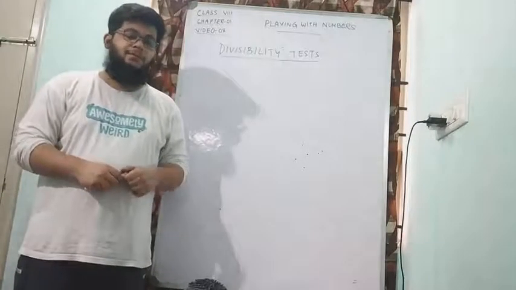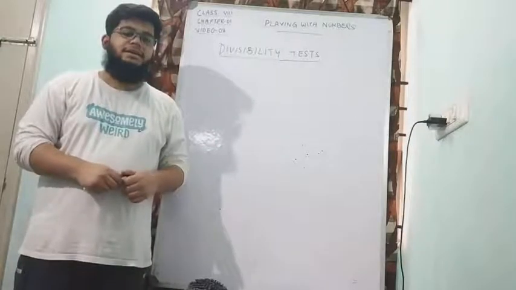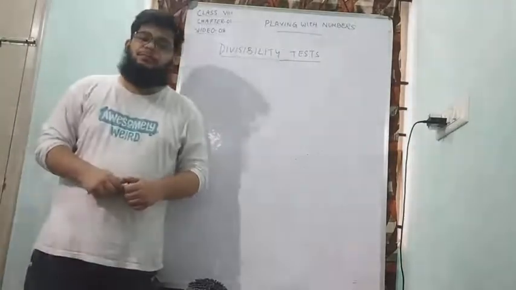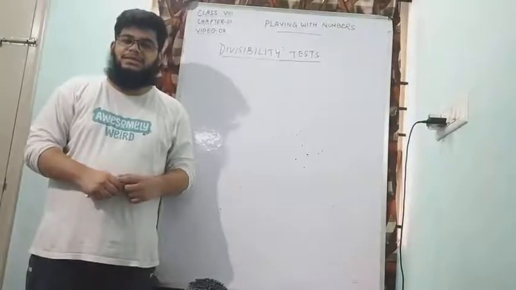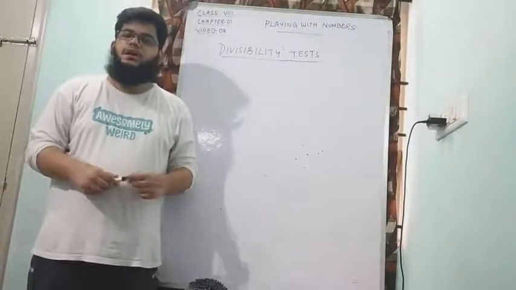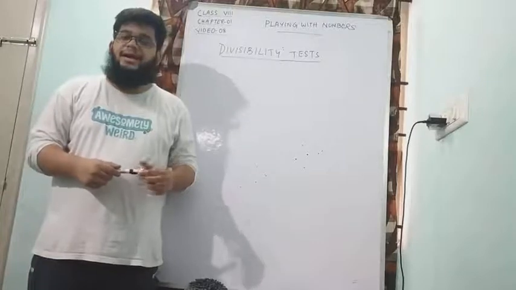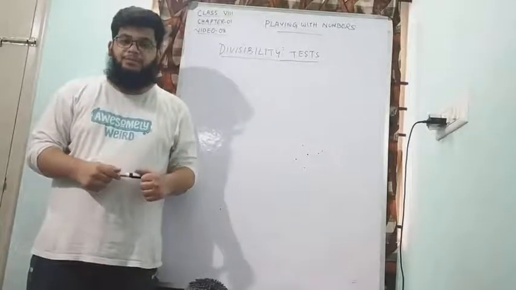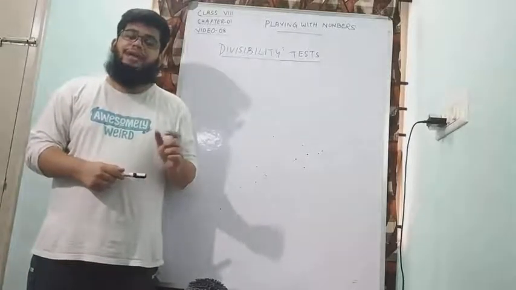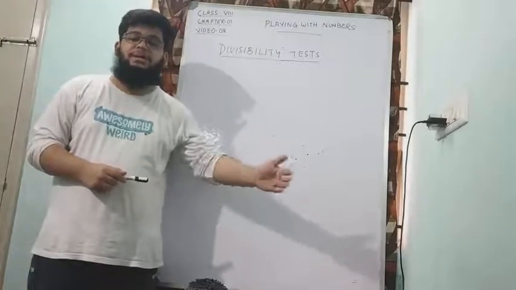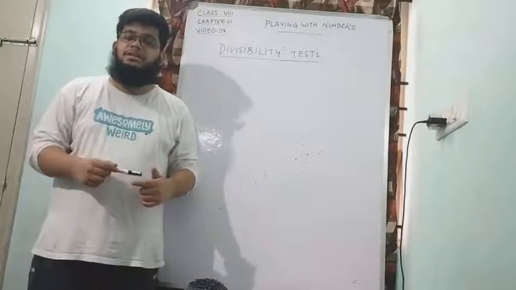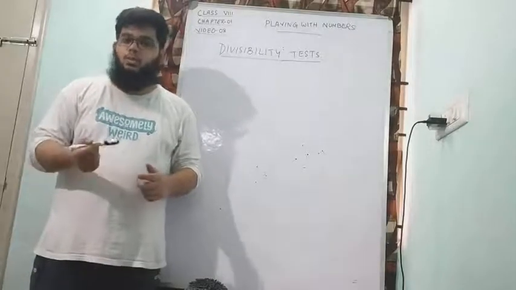Today we'll be seeing a very interesting topic called divisibility tests. Now before we come to what a divisibility test is, we need to understand a few basic things. In last class we have seen how to do division, right? And how to find quotient and remainder. So if I have to check if some number is divisible by another number, then the rule is that the remainder should be 0. What does it mean?